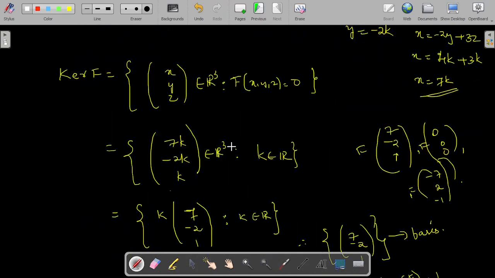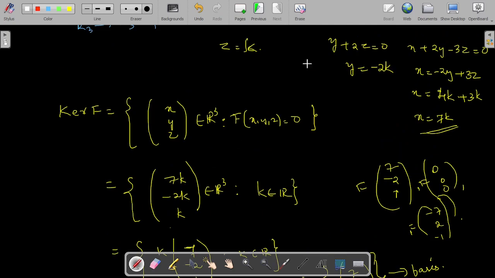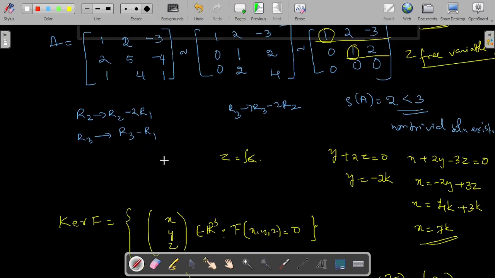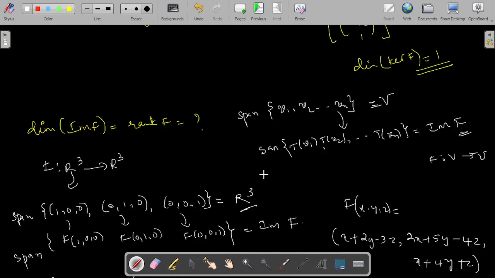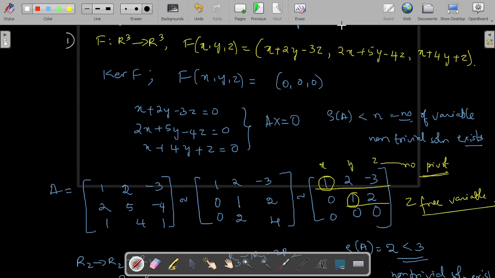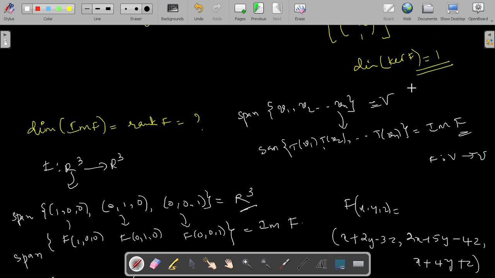Finding the kernel is easy, because this is the procedure: you have to get the solution of the homogeneous system. But here, while finding the image space, because image of F looks like this, you can't directly solve it as per the definition. What is the definition of image space? All those vectors of the second vector space for which there exists a pre-image. Correct. But you can't go with that definition.